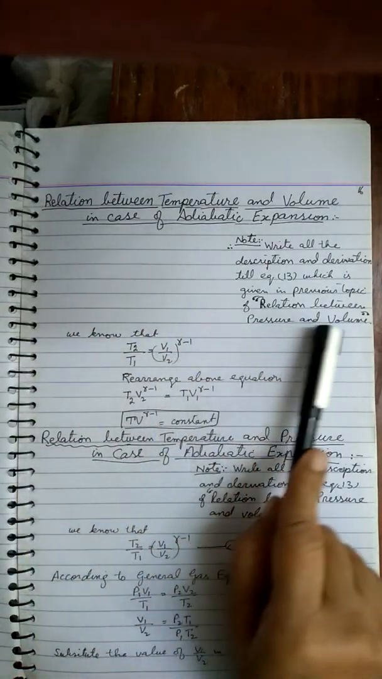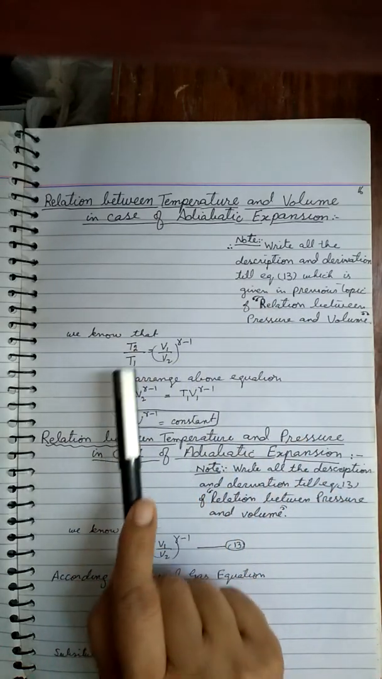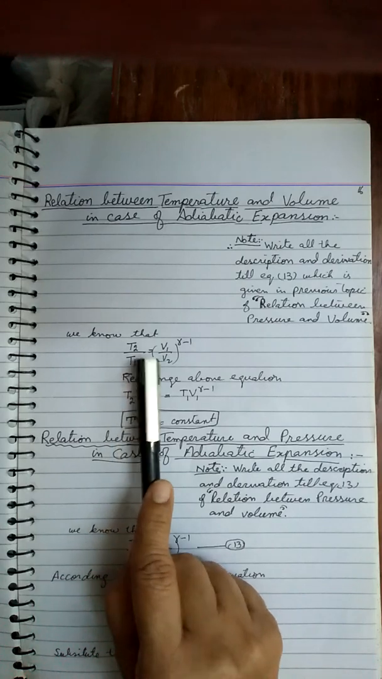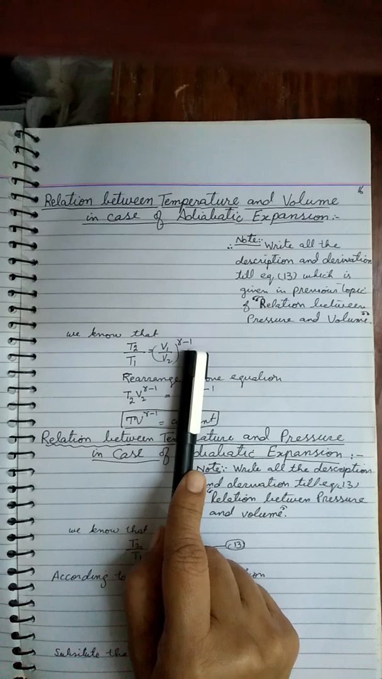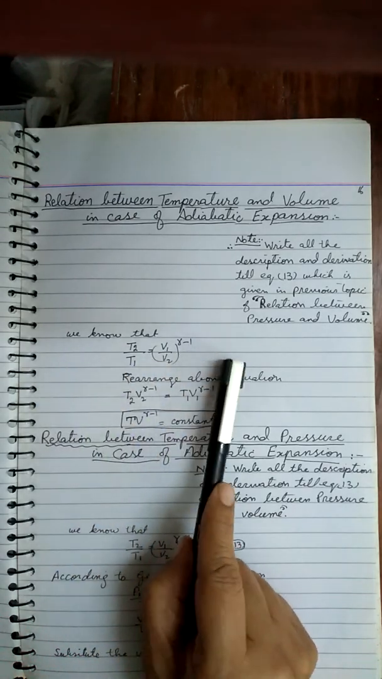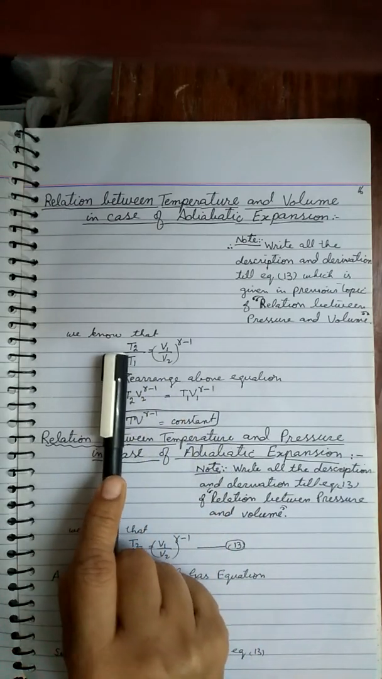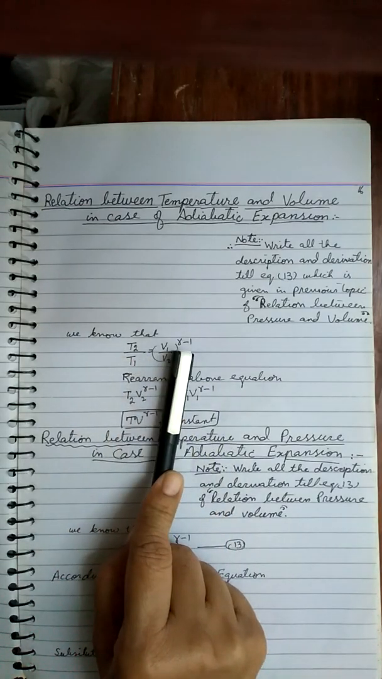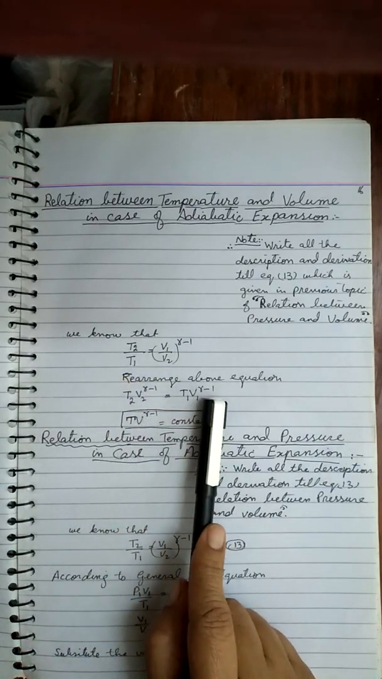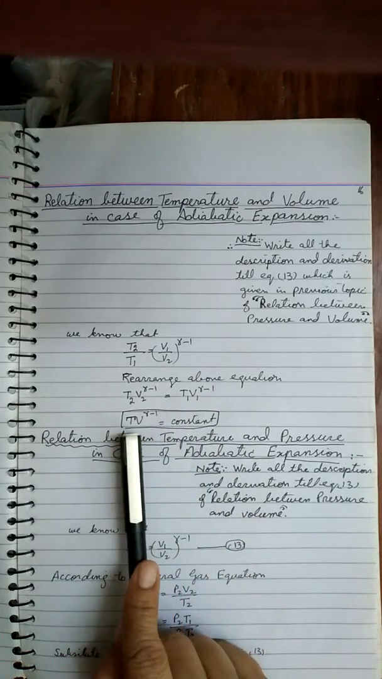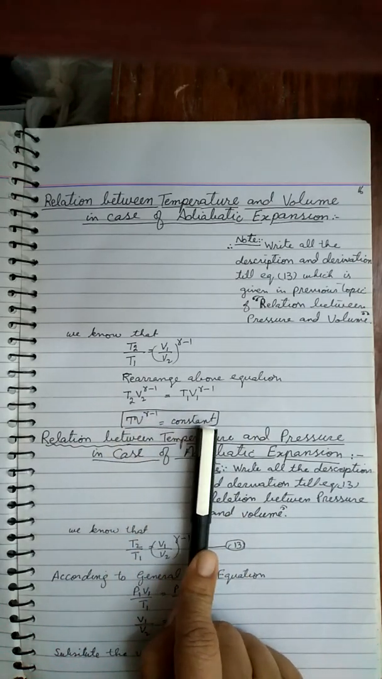Then after equation number 13 we will do some derivation. T2 by T1 is equal to V1 by V2 raised to power gamma minus 1. This is equation number 13 of the previous topic. We just rearrange the above equation: T2 V2 raised to power gamma minus 1 is equal to T1 V1 raised to power gamma minus 1. And the end result will be TV raised to power gamma minus 1 is equal to constant.